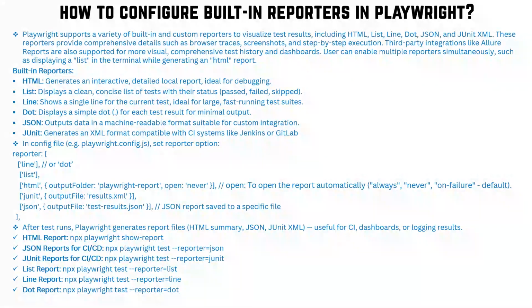List reporter, line reporter, dot reporter, JSON reporter, JUnit, and HTML reporter. The HTML reporter generates an interactive, detailed local report, ideal for debugging. The list reporter displays a clean, concise list of tests with their status like passed, failed, skipped, etc. The line reporter will show a single line for the current test, ideal for a large, fast-running test suite.